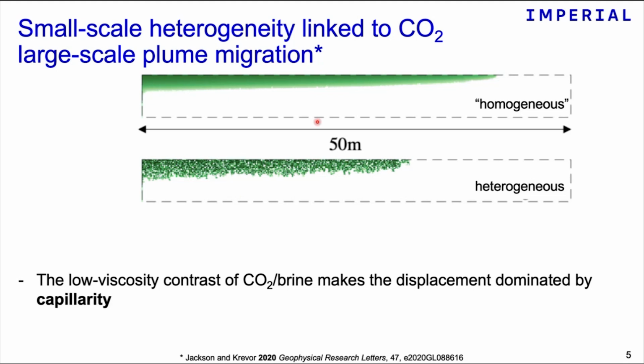So I'm showing here results from numerical studies by a colleague of mine, Sam Krevor, also at Imperial College, who has shown quite convincingly that the migration of the CO2 plume in a realistic, heterogeneous reservoir will be affected substantially by the presence of small-scale heterogeneities, which will eventually affect the overall large-scale plume migration. So you see the simulation here at the bottom for the heterogeneous reservoir shows a very different pattern and, let's say, distance covered relative to a more uniform system.